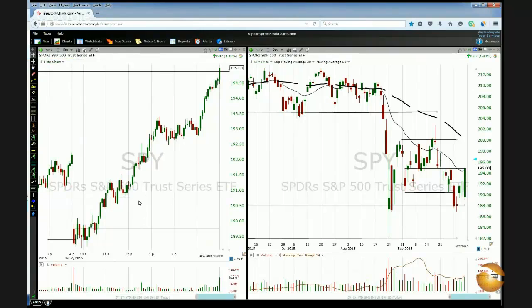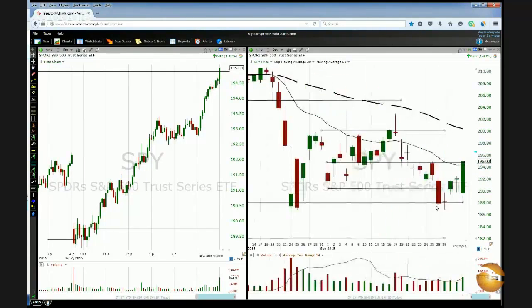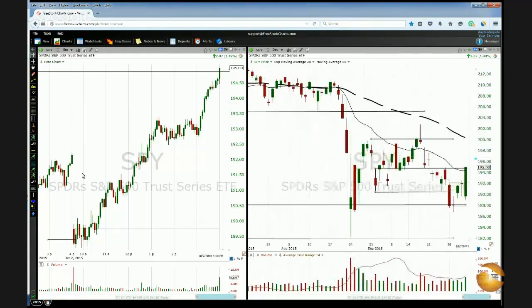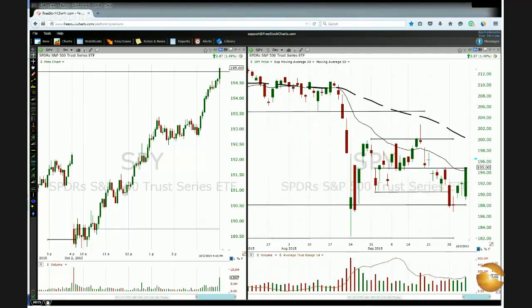I don't know about you, I wouldn't exactly say I expected a big up day on Friday. I certainly did not expect this. We had really good volume on Friday. We had an engulfing candle, took us right into resistance, and now we're actually opening higher. I'd like to get your input on what you guys believe the move of the market is going to be today.